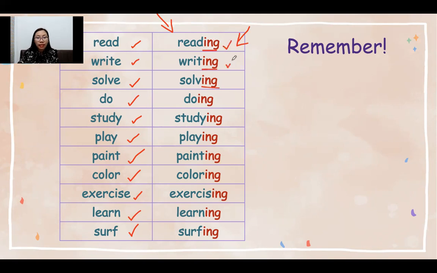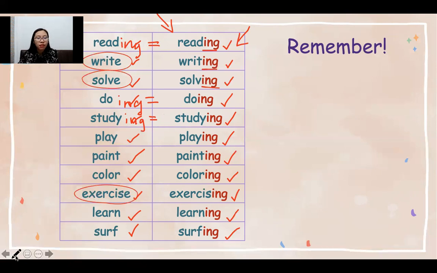Let's read it, everybody. Reading, writing, solving, doing, studying, playing, painting, coloring, exercising, learning, and surfing. Most of the verbs, you just add ing. Read plus ing equals reading. Do plus ing equals doing. Very easy. Study plus ing equals studying.